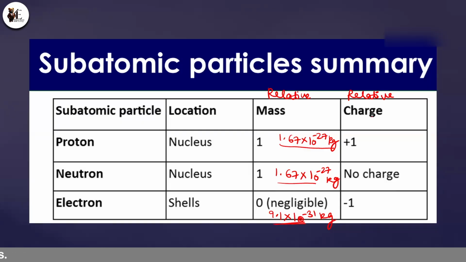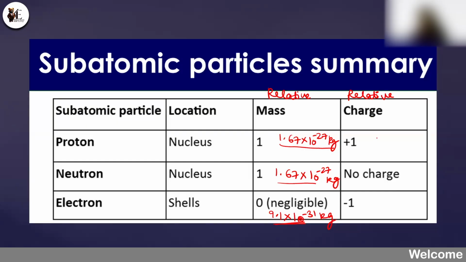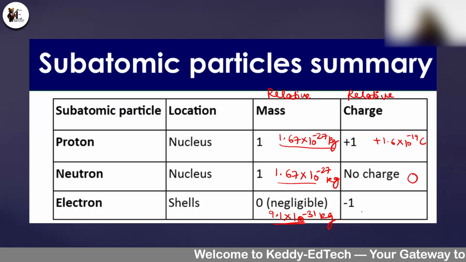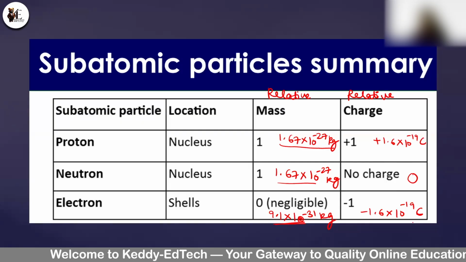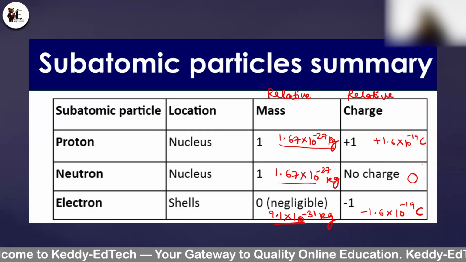Sorry, exact charge is this: plus 1.6 into 10 raised to the power minus 19 coulomb. And for neutron, it is 0. For electron, it is minus 1.6 into 10 raised to the power minus 19 coulomb. Coulomb is a unit of charge, which is represented as C, capital C.